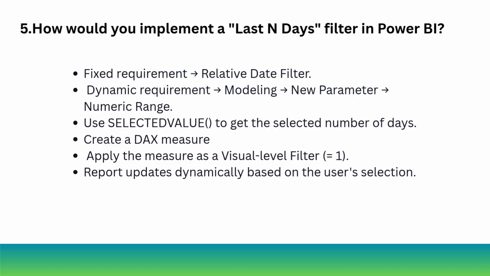Question number 5. How would you implement a last N days filter in Power BI? The answer is there are two ways to implement this. The first way is if the requirement is fixed. For example, if you wanted to always show the last 30 days, then you can make use of the relative date filter option, and you just need to drag and drop the date field into the filter pane.